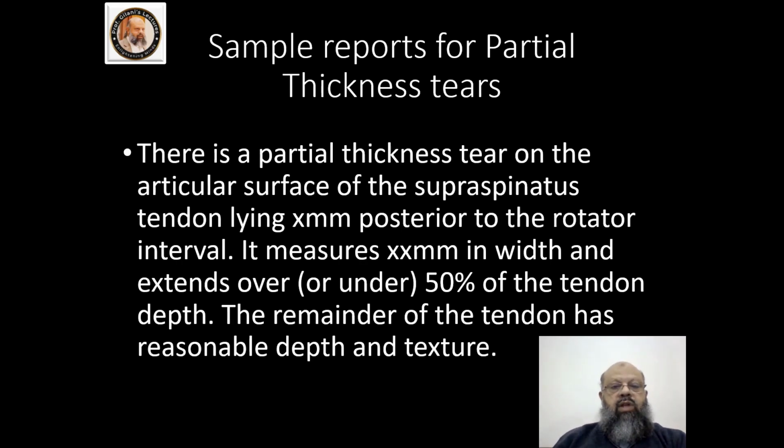Then comes the sample report of a partial thickness tear. There is a partial thickness tear on the articular surface of the supraspinatus tendon lying X millimeters or ABC millimeters posterior to the rotator interval. It measures XX millimeters in width, meaning mentioning the size of the width, and extends over or under 50% of the tendon depth. The remainder of the tendon has reasonable depth and texture.